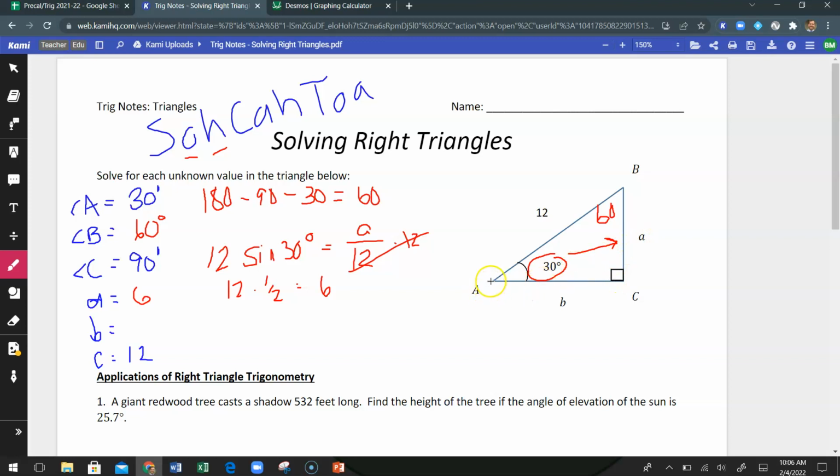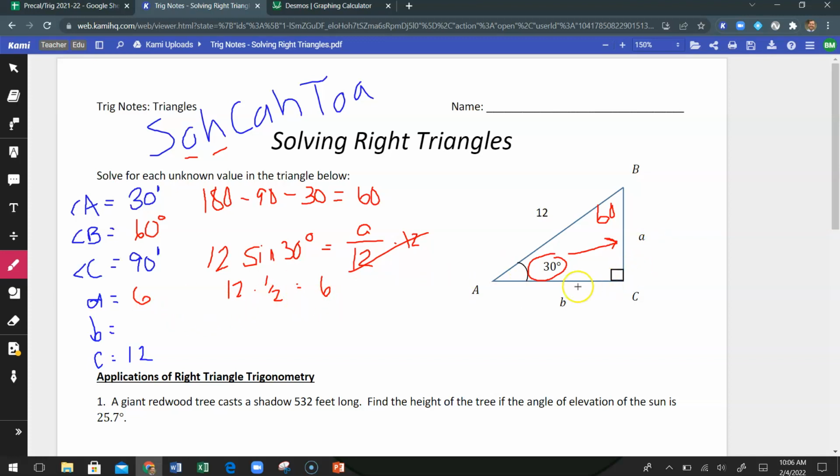And so I could say the cosine of 30 degrees equals b divided by 12, in which case I would just get 12 times the cosine of 30 degrees. That's one option. One option that a lot of people are going to take is, if it's a right triangle, we like to use the Pythagorean theorem, and you can do that.